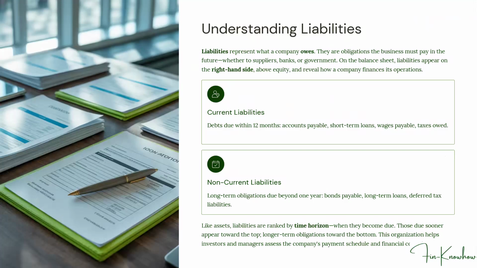In other words, like in the case of assets, liabilities too are listed in a particular order. And in the case of liabilities, they're listed in the increasing order of maturity, meaning that the liabilities that are due to be repaid sooner show up toward the top of the list, and liabilities that are due later show up toward the bottom of the list. By structuring the liabilities this way, it makes it easier for analysts to assess financial commitments and payment schedules and so on. Okay.